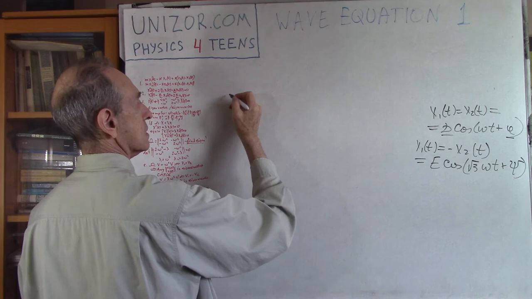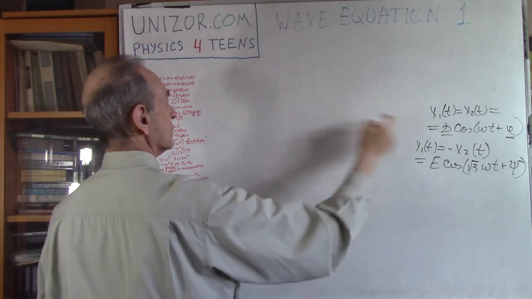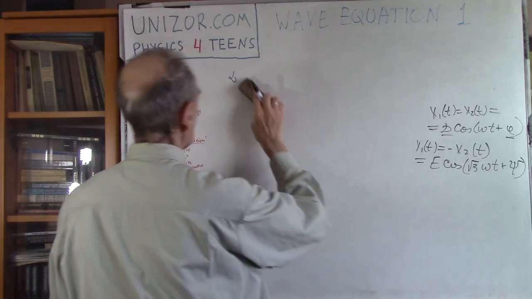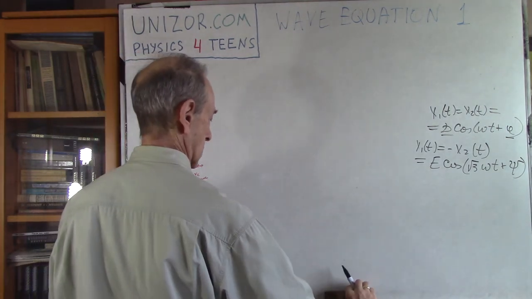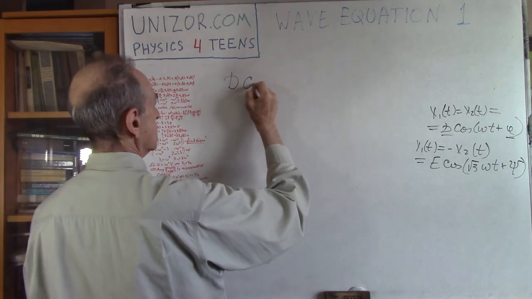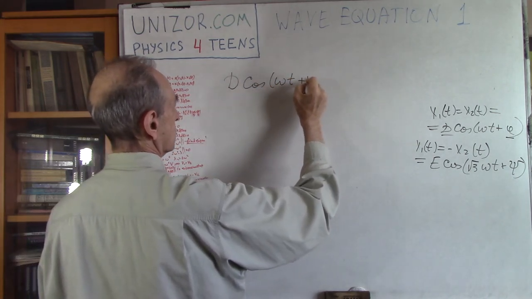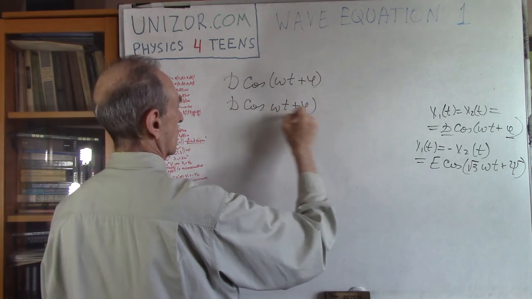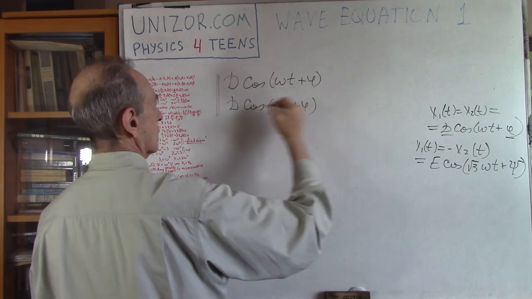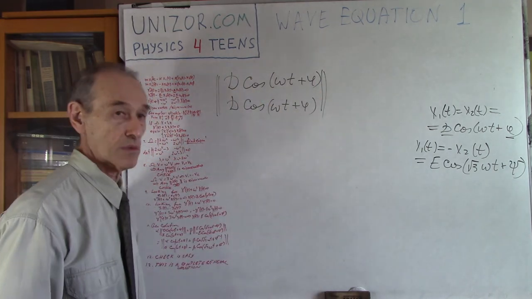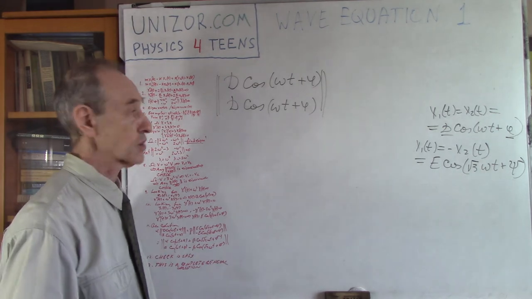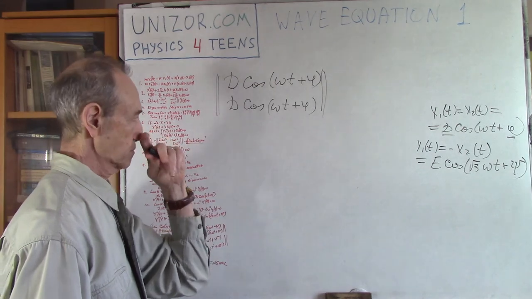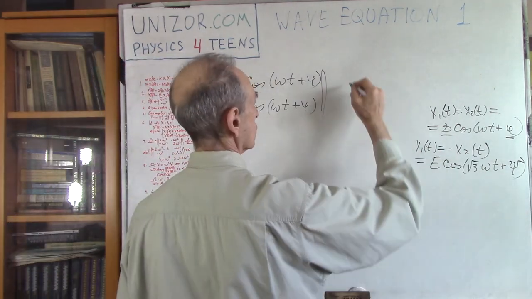One solution is a vector with both components the same, and it's D cosine omega t plus phi, D cosine omega t plus phi. This is my vector which represents a solution to the differential equation for any D and any phi, any amplitude and any phase shift. Now, another solution is another vector.